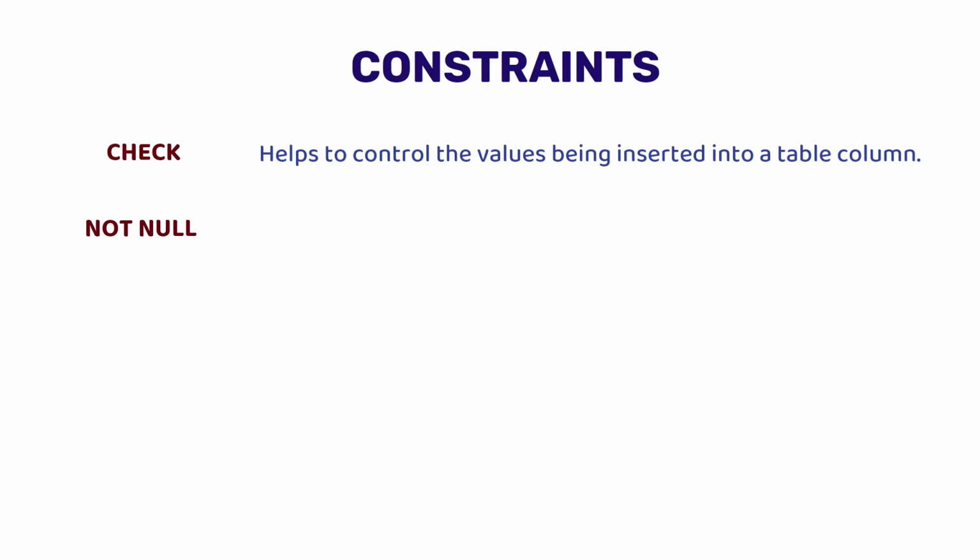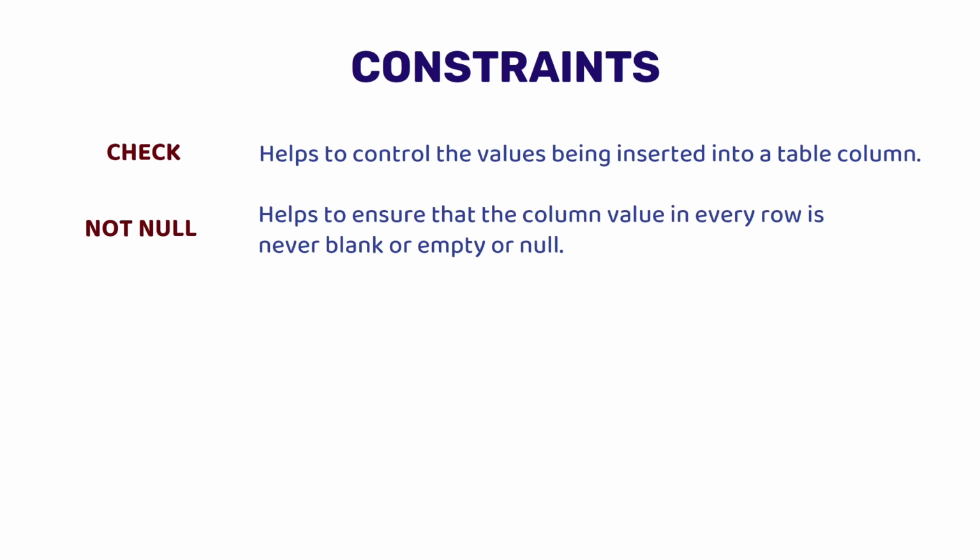Check constraint. Check constraint allows you to control the values that can be inserted into a column. Let's say you have a column age and you want to make sure that only positive values are being inserted into this column, then you can use a check constraint on this column to apply this rule. So if anyone tries to insert a negative value in this column, then RDBMS will throw an error. Not null constraint. By applying not null constraint on a column, you make sure that this column will never have null or empty values.